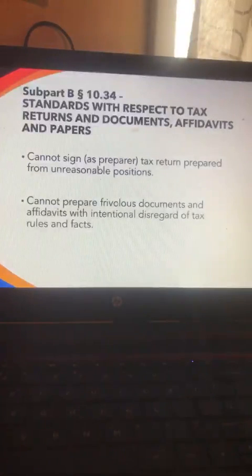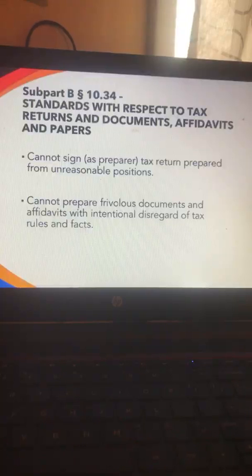Okay, slide 42. Subpart B of section 10.34, standards with respect to tax returns and documents, affidavits, and papers. You cannot sign the tax return prepared from an unreasonable position. I gave you the client example a few minutes ago of the voting situation, and the CPA would not have been allowed to sign that return had they believed the position to be unreasonable.